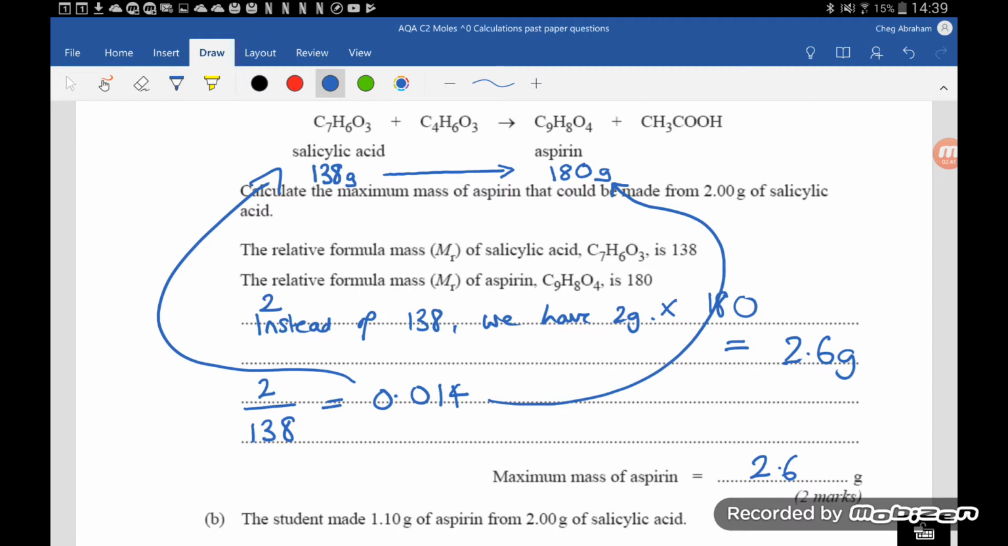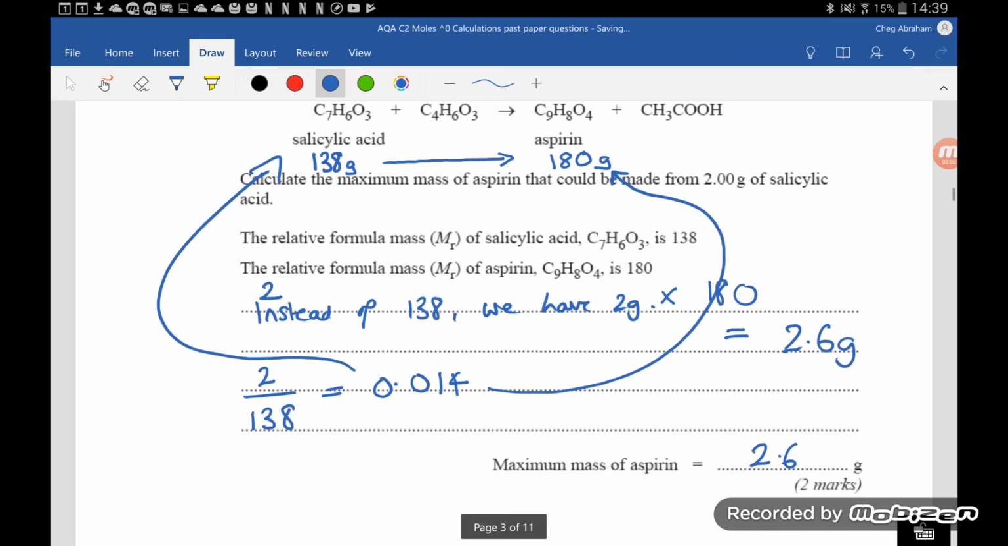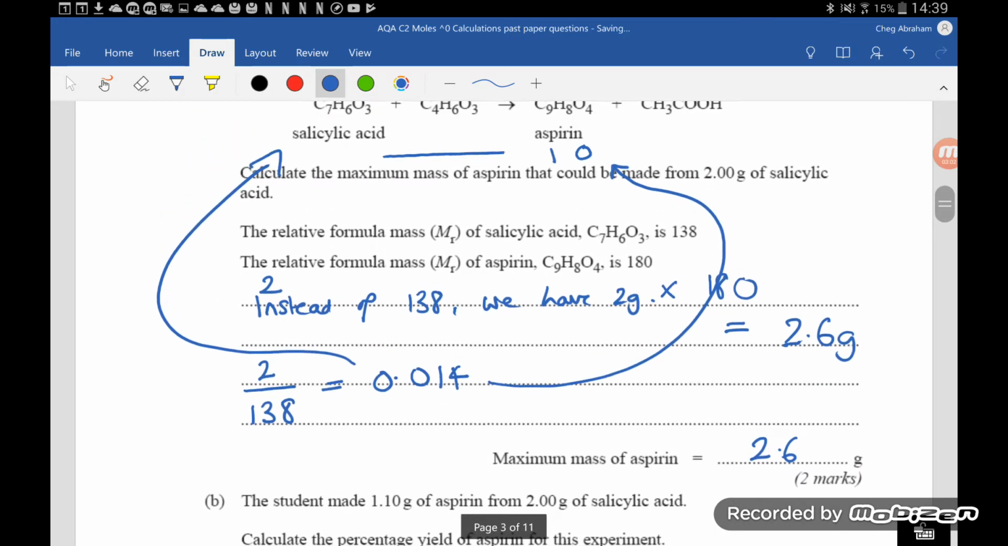And so what we've learnt here is that we've got an ideal reaction where 1 mole of salicylic acid will form 1 mole of aspirin, so 138 forms 180, but we don't have the ideal reaction. We have a proportion of it. They've given us 2 out of 138, and so we need to multiply that ratio times 180 to find out how much aspirin we'll make.